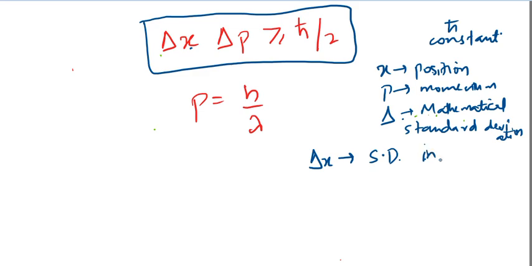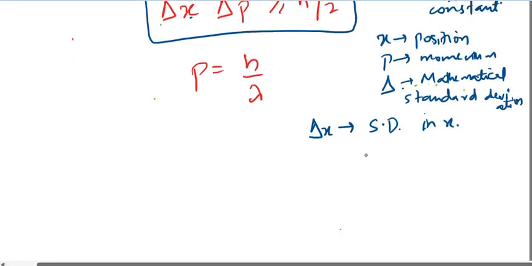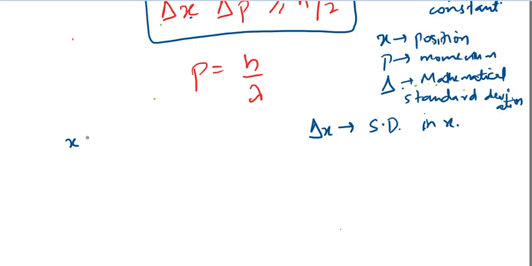Standard deviation in x means, first of all, there is a deviation in values of x. There are a lot of values of x, and you are just calculating how much these values deviate from a mean value. That's how you calculate standard deviation.